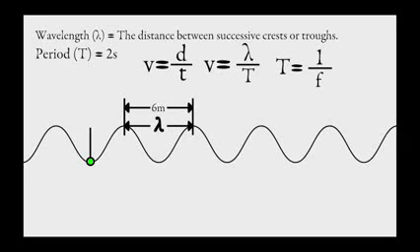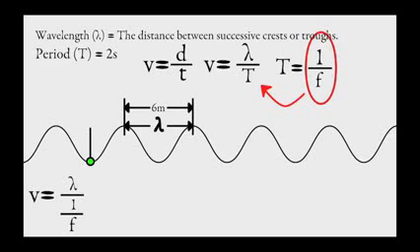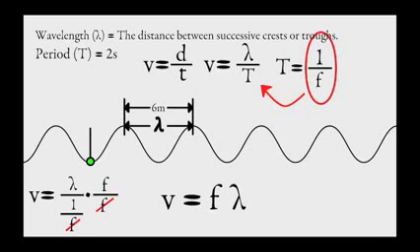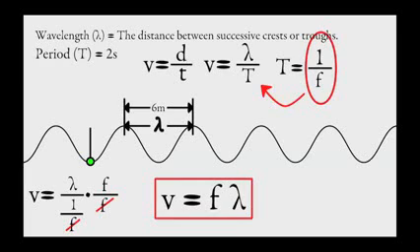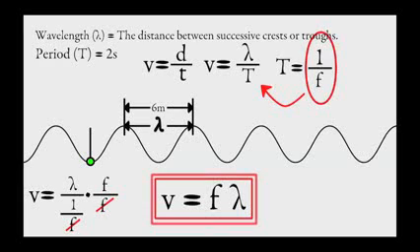Now, if we recall that T equals 1 over f, we can substitute in 1 over f for T, the period. That will give us V equals lambda over 1 over f. Multiplying through by f over f, we can cross them out, and we're left with V equals f lambda, the formula for the speed of a wave. This is so exciting, let's double box it.